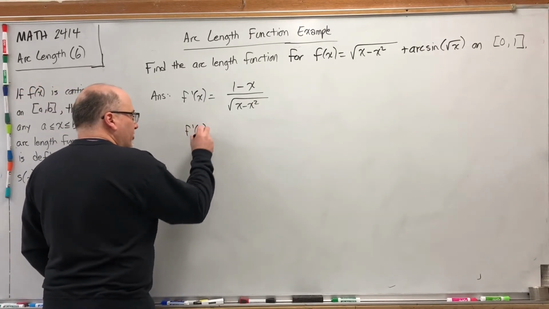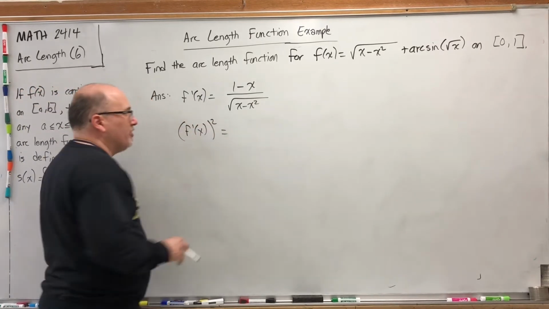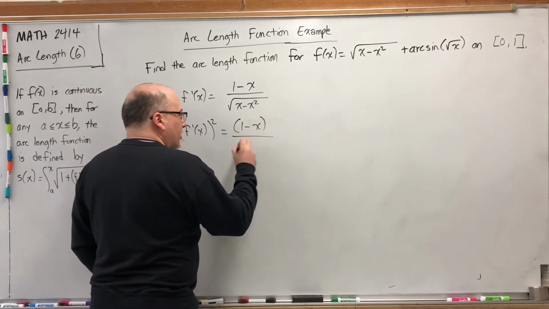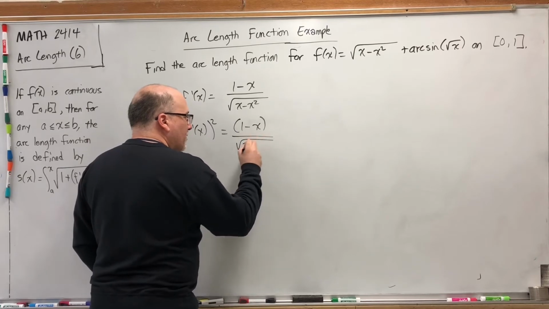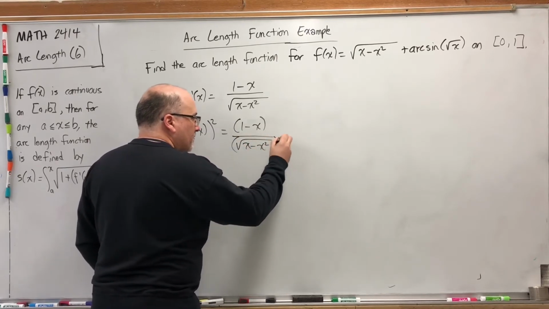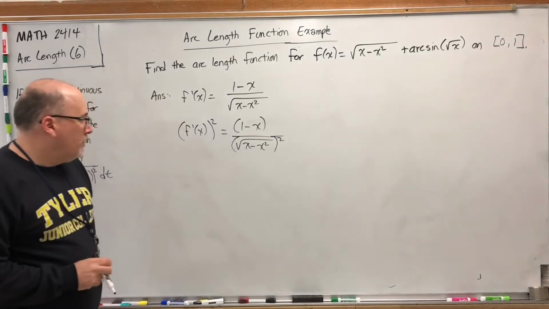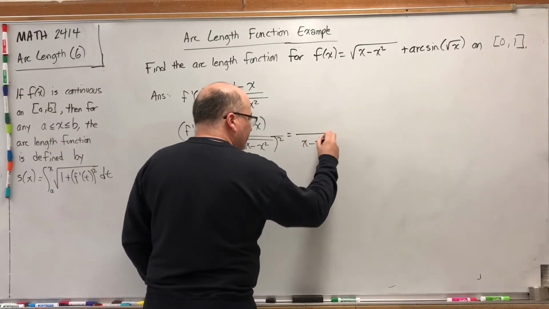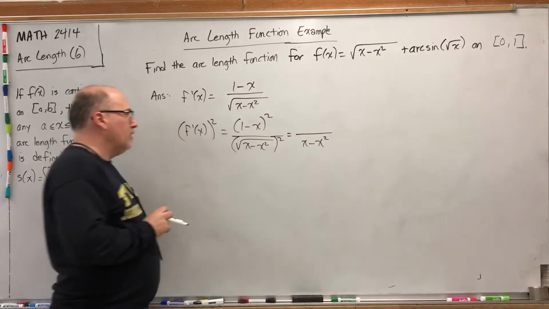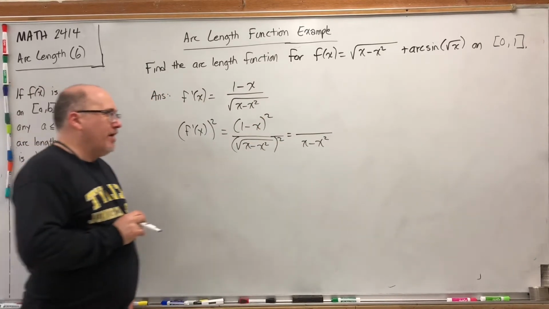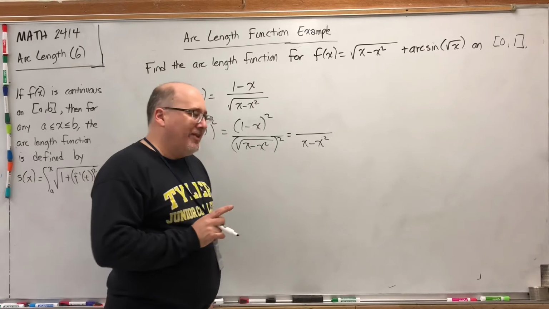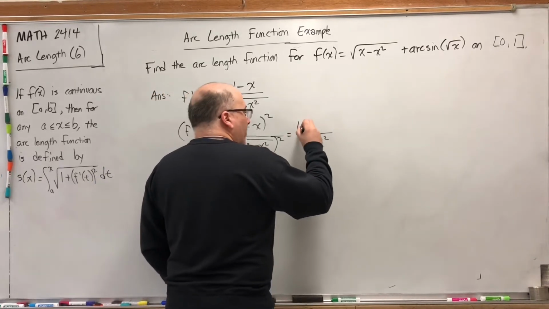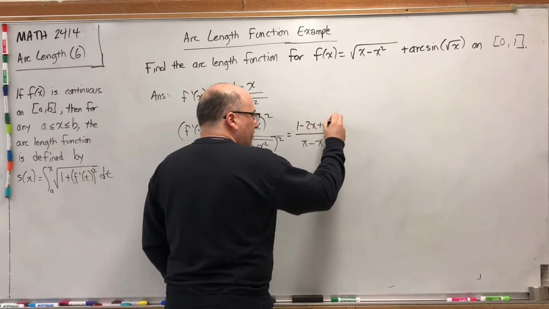Squaring this derivative isn't nearly as bad as it might have seemed at the beginning, because all we have to do to square a fraction is square the top and square the bottom. The square and the square root cancel on the bottom, leaving x minus x squared. And if we square the numerator by writing it twice and foiling it, or using the formula for squaring a binomial, we'll get 1 minus 2x plus x squared.